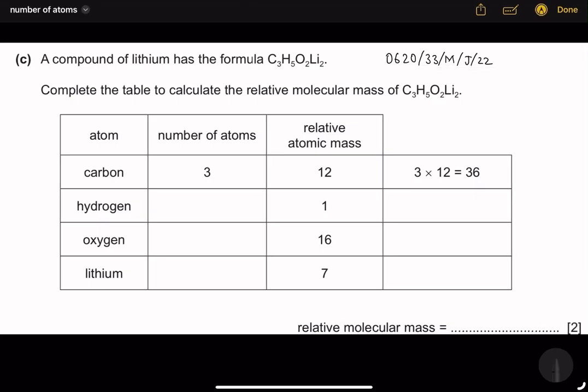We again have the calculation of relative molecular mass. So for hydrogen we have 5 atoms, for oxygen we have 2 atoms, for lithium we have 2 atoms. 5 times 1 is equal to 5. 16 times 2 is equal to 32. 7 times 2 is equal to 14. So now let's add all of these.